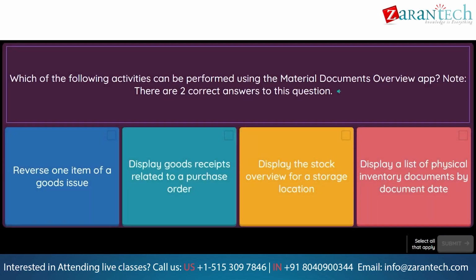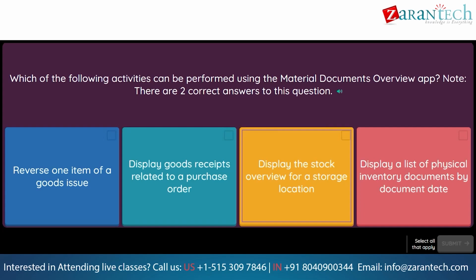Question, which of the following activities can be performed using the Material Documents Overview app? Note, there are 2 correct answers to this question. Option 1, reverse one item of a goods issue. Option 2, display goods receipts related to a purchase order. Option 3, display the stock overview for a storage location. Option 4, display a list of physical inventory documents by document date.